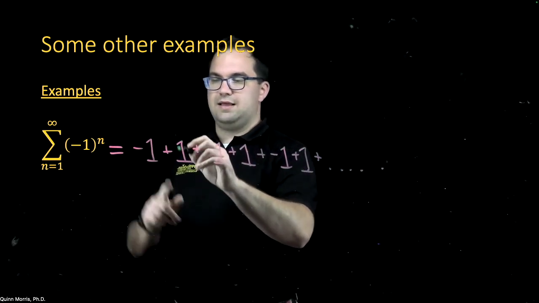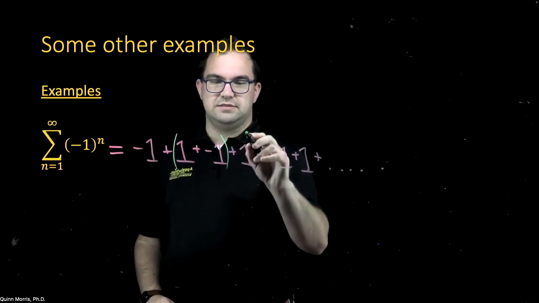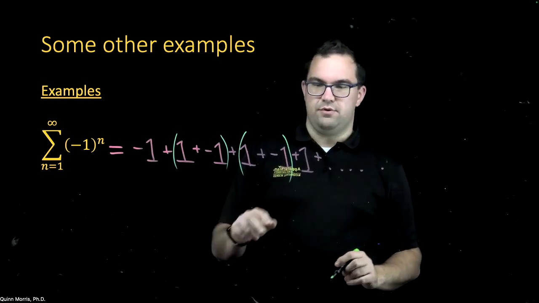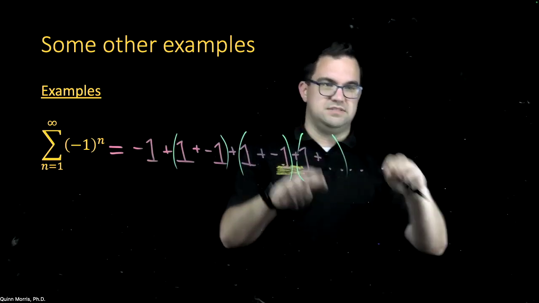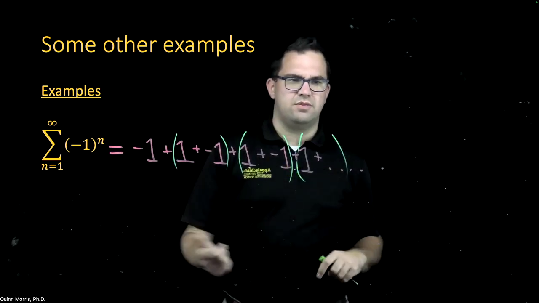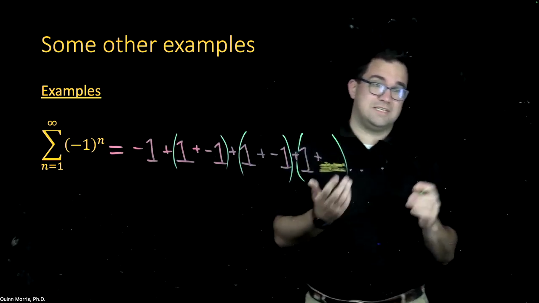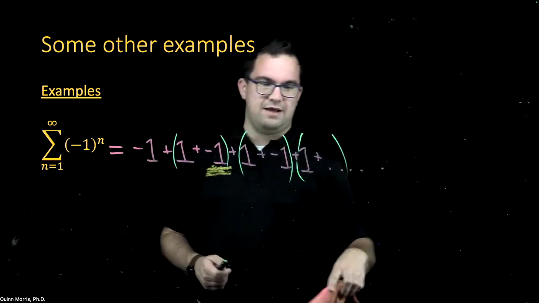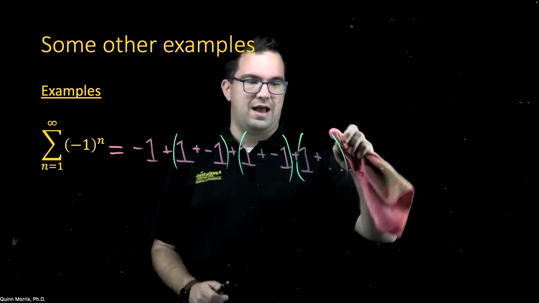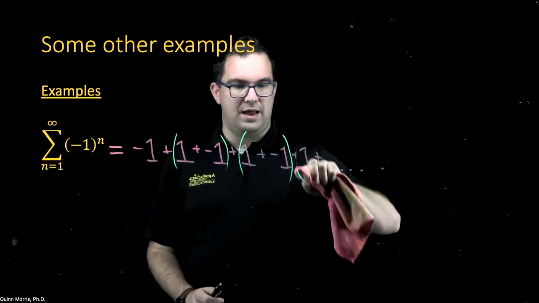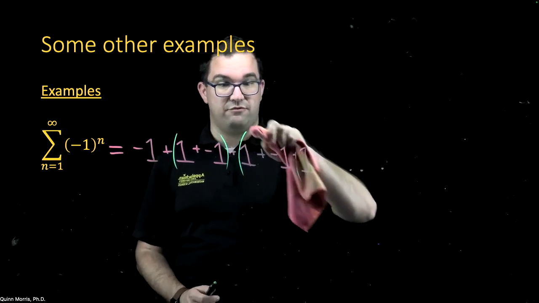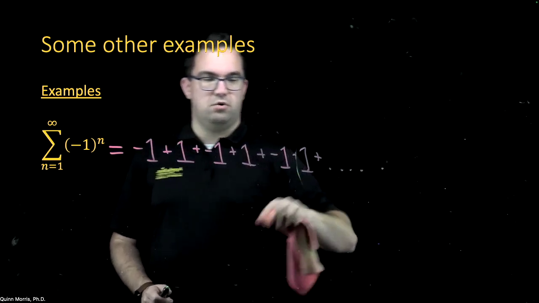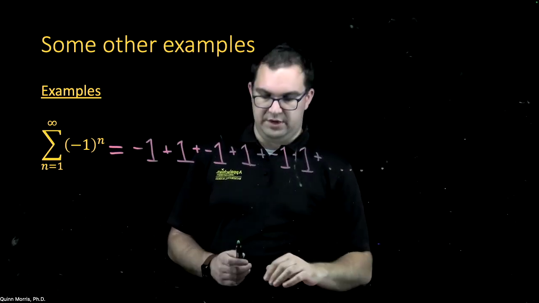But what if I left that one alone and then started pairing these? Well, then I'd get -1 plus 0 plus 0 plus this would pair up plus 0 plus 0 plus 0. And I would say, well, no, then it must add up to -1. And both of those seem reasonable, but they're both wrong. The problem you're having is that you can't apply this notion of associativity that you have for finite sums to infinite sums. So I need to be a little careful here.